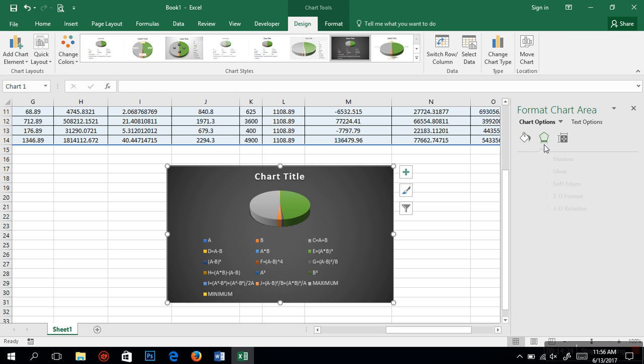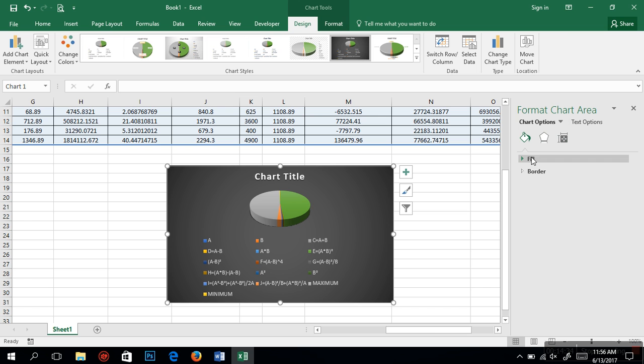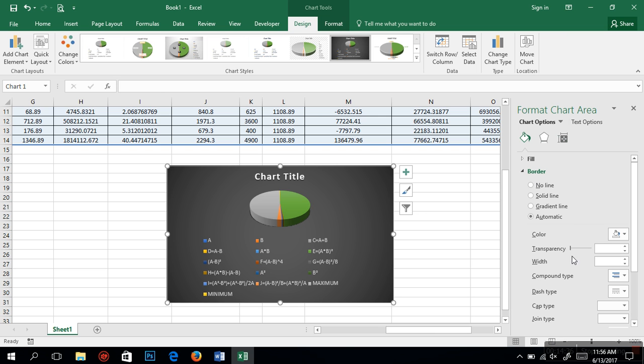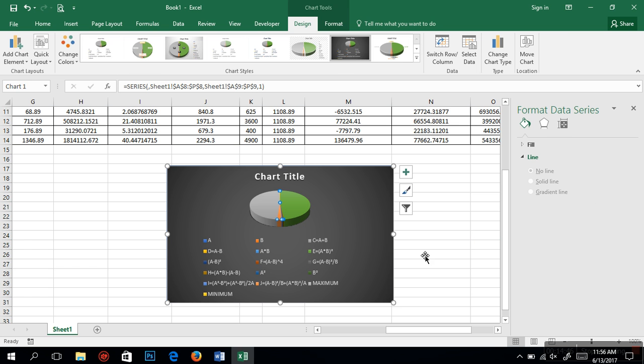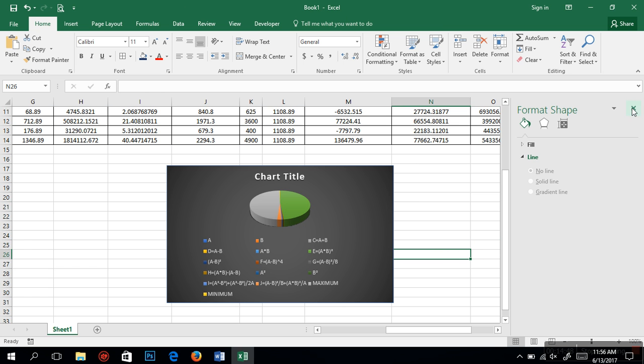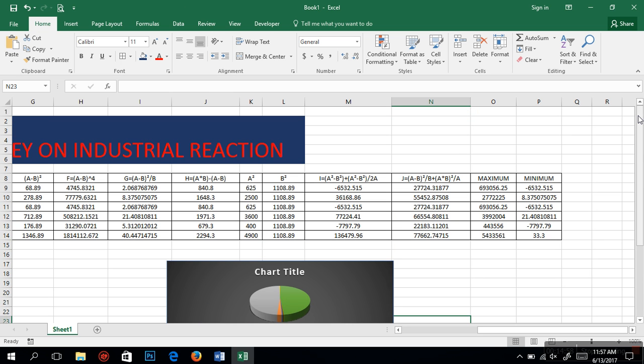Let's go to size and properties, and go to borders. So we don't really need much to do about this. Okay, now next part of it, necessary design to the chart. If you wish, explore the pie chart. So that's all about this.